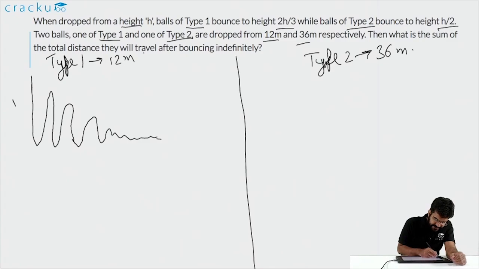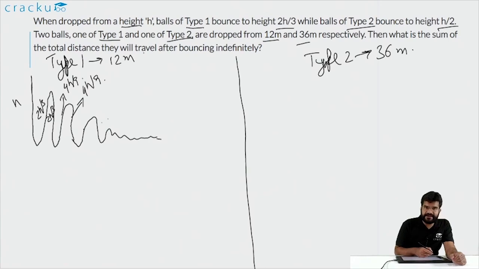Now if you look at it, this is height h, which is the initial height from which it is dropped. Then it rises to a height of 2h by 3 and it again falls 2h by 3. Similarly, the next time it is going to rise up to a height of 4h by 9, which is 2 by 3 times 2h by 3, and again fall 4h by 9, and so on.